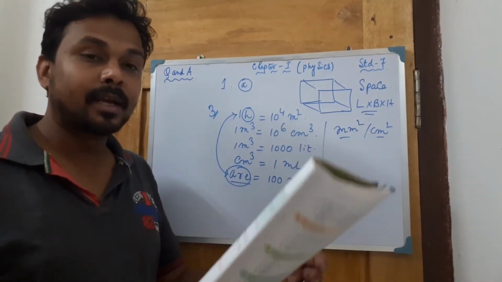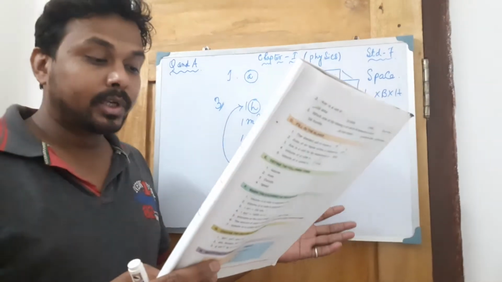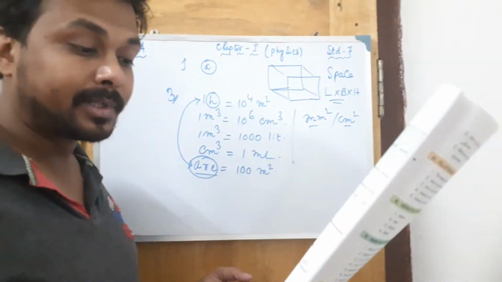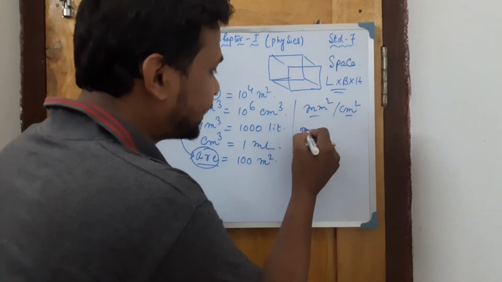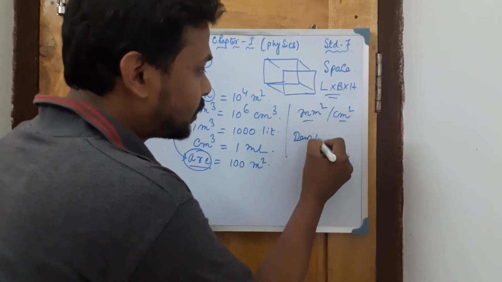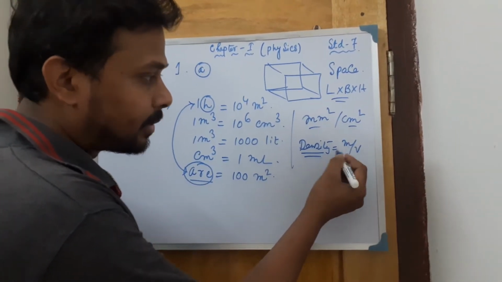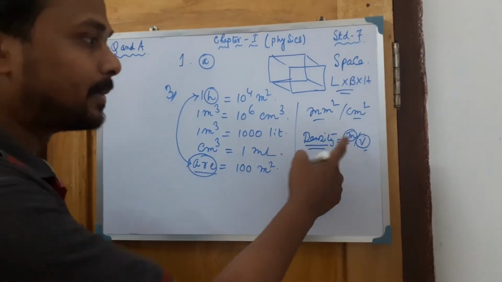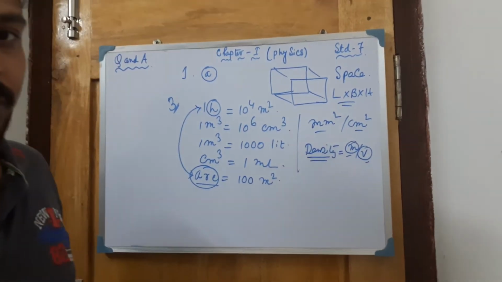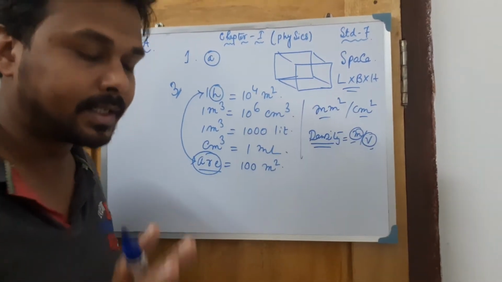Clear? And area here means the surface area. Which two factors are to be specified to measure the density? We all know that the density of a body is equal to mass by volume. So to calculate the density of a body, these two things, M means mass and V means volume, are required.